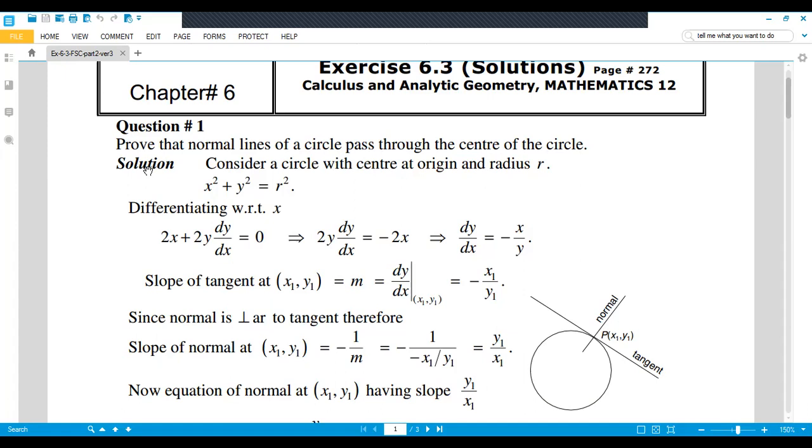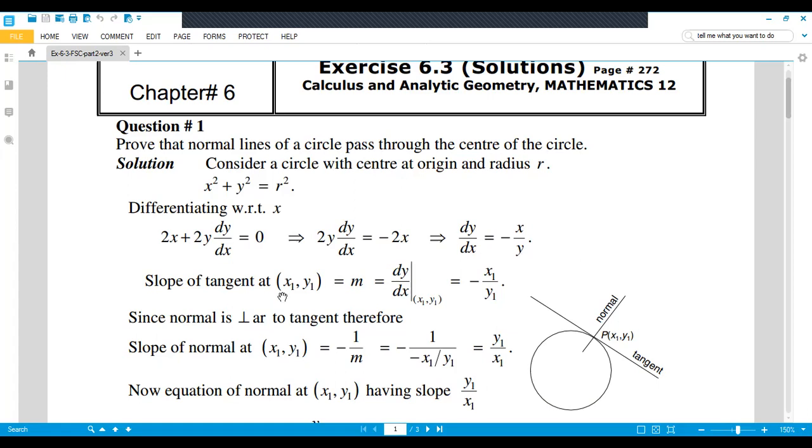Consider a circle with center at the origin and radius r. So if a circle is at the origin, automatically its equation will be x square plus y square equal to r square. Now differentiate with respect to x. So it will be 2x, the power comes in the coefficient, and from the power we subtract 1, 2x plus 2y dy over dx equal to 0. Now 2x shifted to the other side, it will be minus 2x, and 2y multiplied here shifts to the other side as a divisor, 2 cancels. So we get dy by dx is minus x over y.